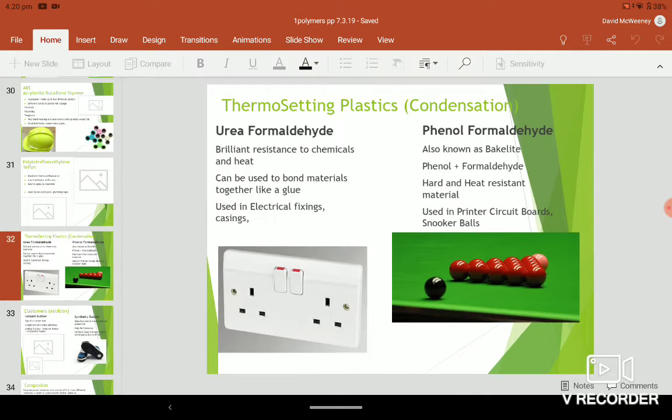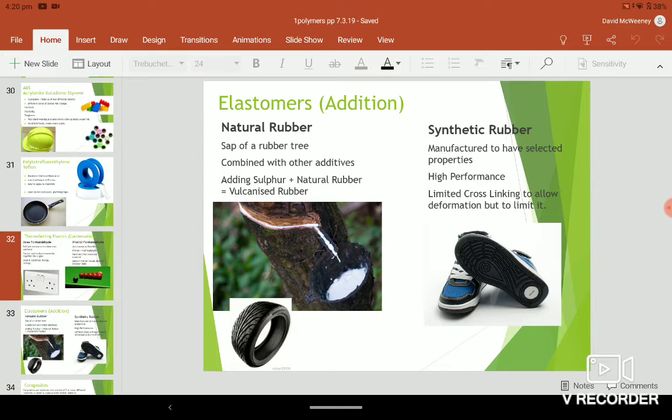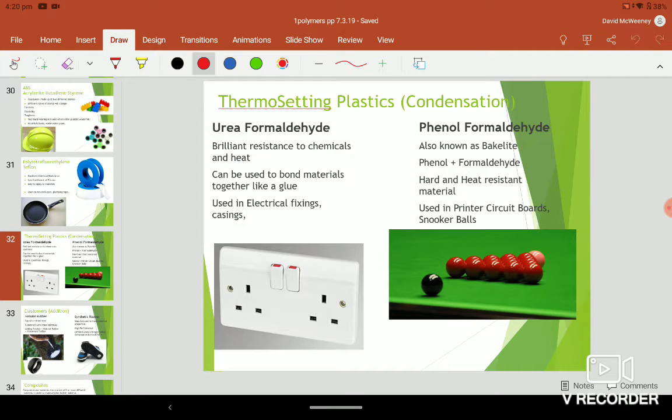Remember I was saying, if it takes a while to set, it's the cross linking taking place. It's the cross linking that's holding it up and setting. It's also used in electrical fixings and casings. And then phenol formaldehyde is known as Bakelite. Don't worry about that. It's a hard and heat resistant material and used in snooker balls. So you just need to take down those two things. Just talk about each of them. Once you know one of them, you're all right.